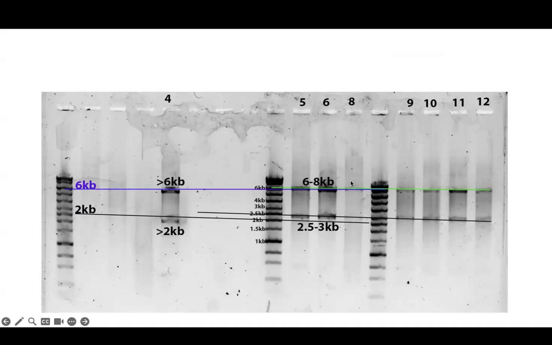The above picture is the image taken afterwards, with the band around 6,000 base pairs being in the plasmid and the band around 2,000 base pairs representing the insert. Due to some issues with the gel, we weren't able to analyze number 1 to 3, but from this we chose number 4 and number 5 for large-scale culture.